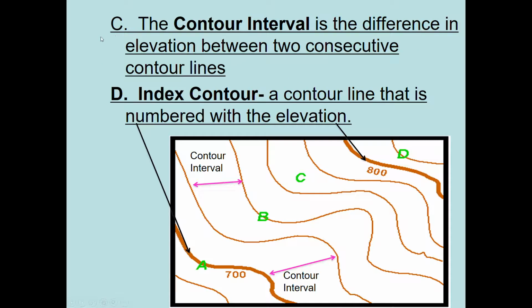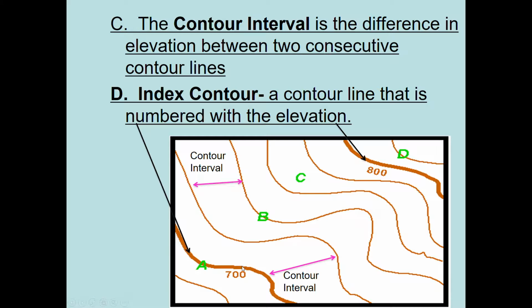You want to write these down. Contour interval is the difference in elevation between two consecutive contour lines. And then index contour is a contour line that is numbered with elevation, which I just talked about. Index line, 700. Index line, 800. Contour interval, right? Here, it's wide, and so this wouldn't be very steep. This right here is close, meaning it would be steeper. But you have all these lines in between. So basically what you have is contour line, contour line, contour line, contour line, and then 800. How many do you have in between?